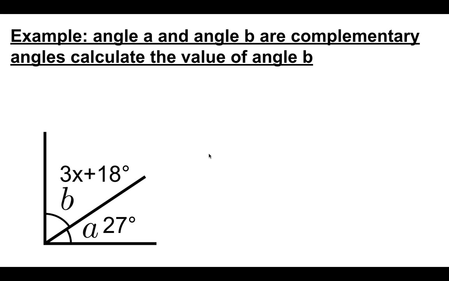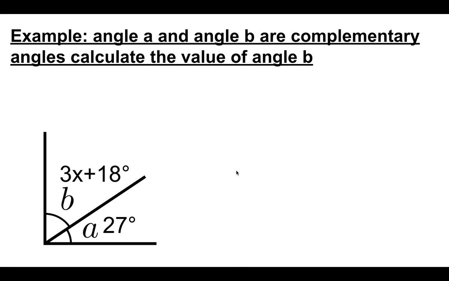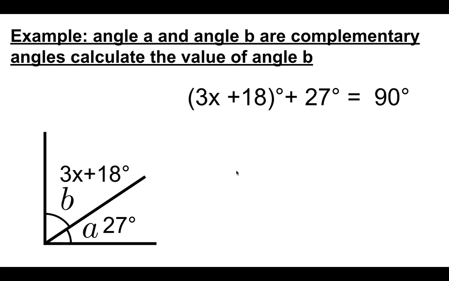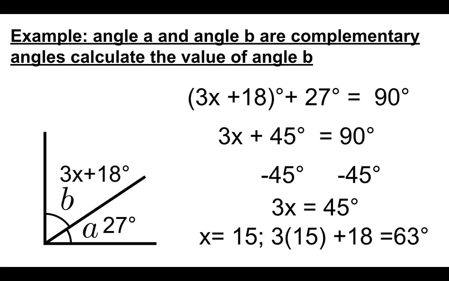And again here, angle A and angle B are complementary angles, and I want to calculate the value of angle B. So again, I know that the sum of these two angles, A and B, is going to equal 90. I'm going to set up my equation to be 3x plus 18 plus 27 is equal to 90. Here I can combine like terms, 18 and 27. That's going to give me 45. So 3x plus 45 equals 90, and I'm going to subtract 45 from both sides. 3x equals 45, so x equals 15.